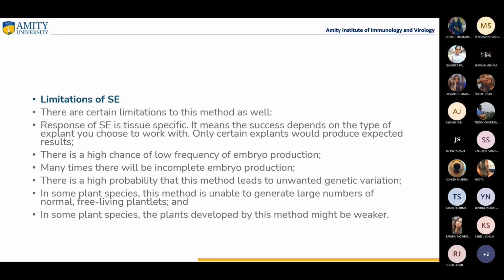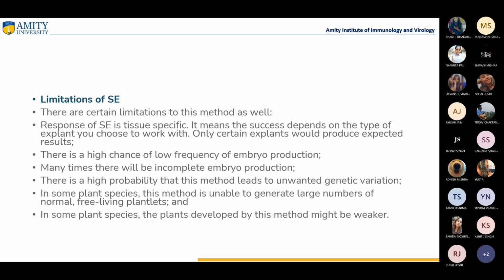But still, every technique definitely always comes with certain limitations also, right? If we have many good points, then we have a few limitations also with every technique involved, right? So there are certain limitations. Response of somatic embryogenesis is tissue specific. A lot of studies have shown that success depends upon the type of the explant we choose to work with. So response can differ or vary with the type of explant we are using. Only certain explants would produce the expected result. Not all are giving such good results. So this we need to see, right?